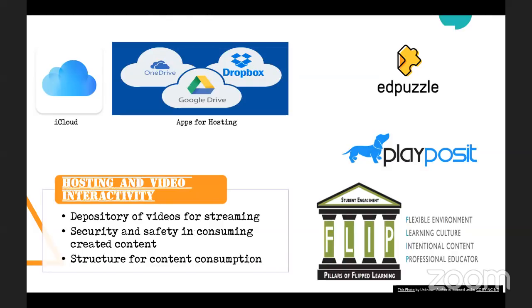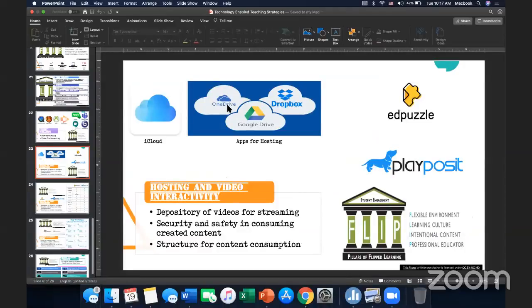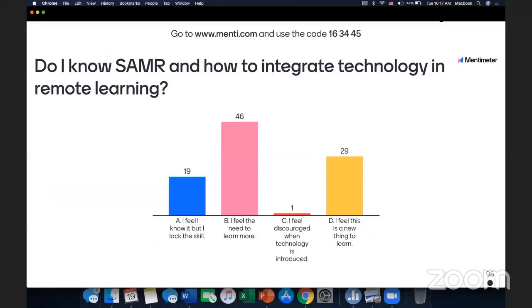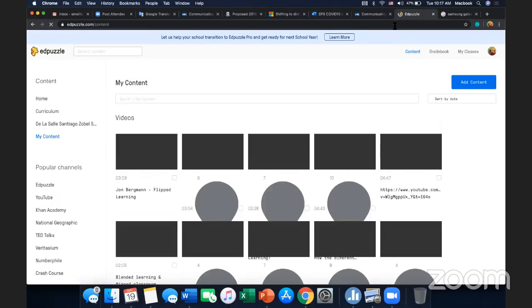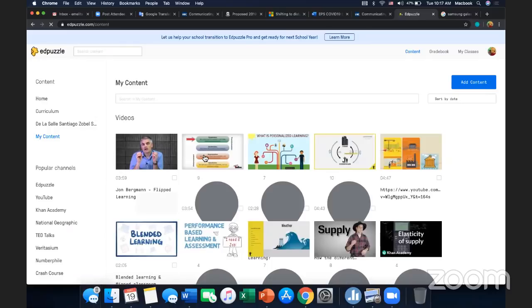Edpuzzle and PlayPosit are two important applications that I normally recommend for teachers to check if indeed your students are really learning exactly from you. Allow me to give a demonstration of what Edpuzzle or PlayPosit can do to your video. What's beautiful about this application is that you're not only allowing your students to watch a video, you're also given an avenue to really check what exactly they are doing in your video.